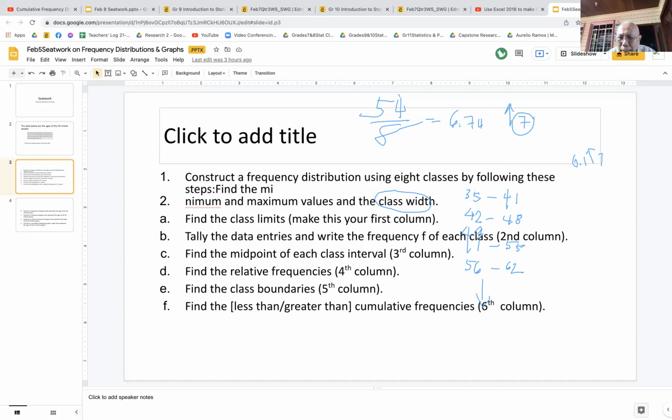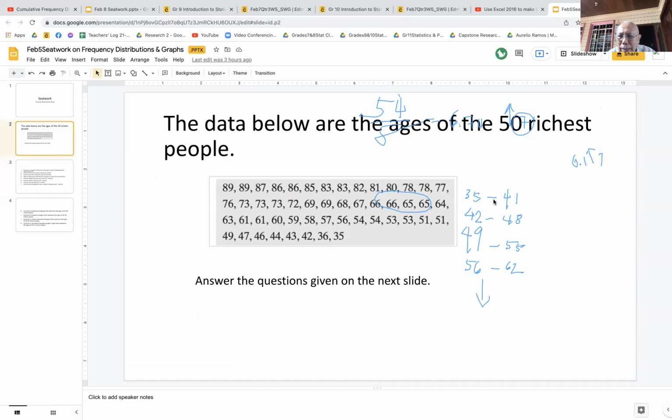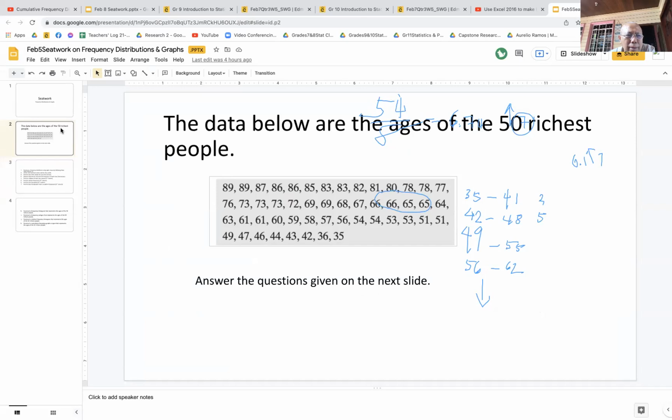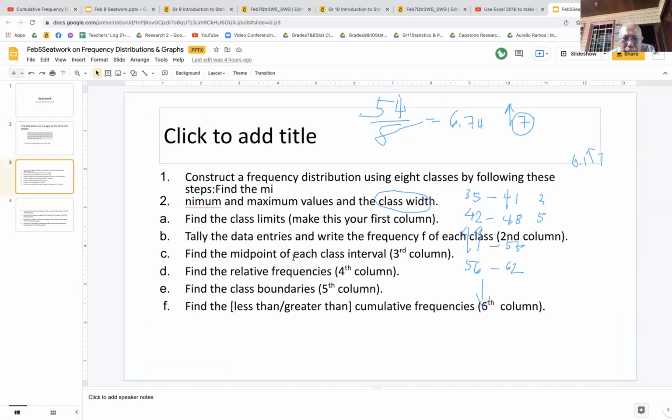And then you're going to tally from that given data. You will find out how many belong to the interval 35 to 41. So you will count here: 1, 2. Only 2 belong to this. And then what about 42 to 48? We have 1, 2, 3, 4, 5. So the frequency here will be 2, and that's a 5. And then you continue counting.